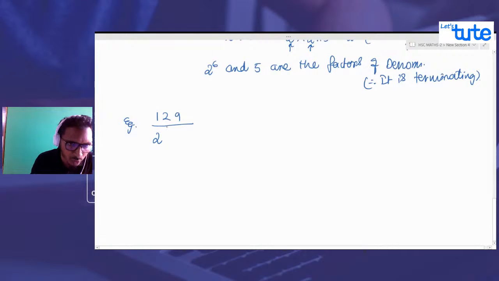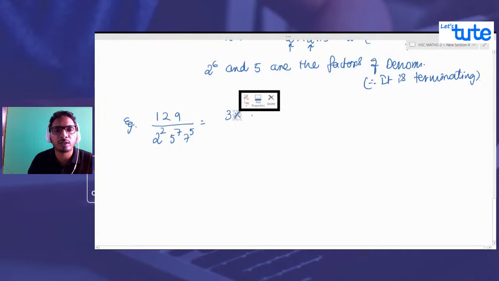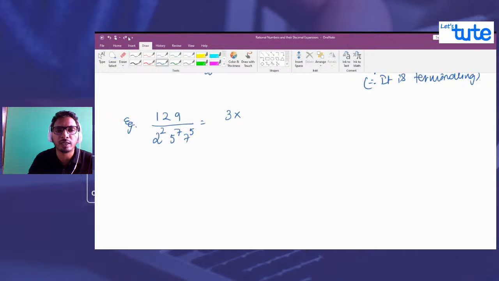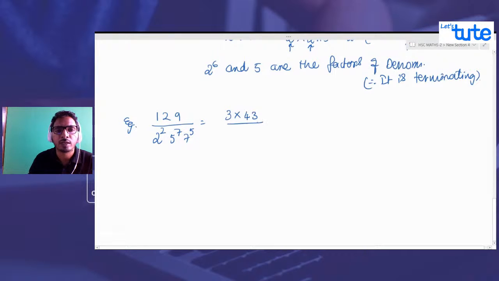129 upon 2 squared, 5 power 7, and 7 power 5. Okay, 129 can be written as 3 multiplied by 43, and 2 power 2, 5 power 7, 7 power 5. Now you can see that we have the prime factorization over here. 3 and 43 both are prime numbers. And here we have 2, we have 5, but we have 7 as well.